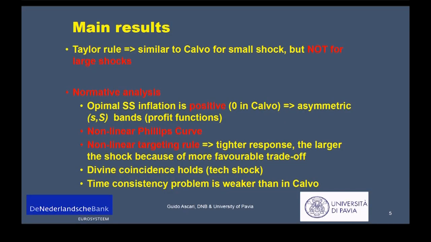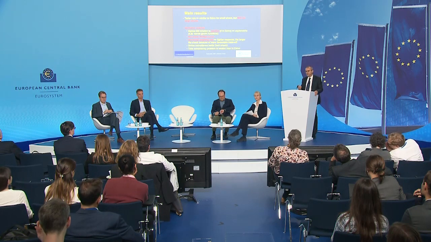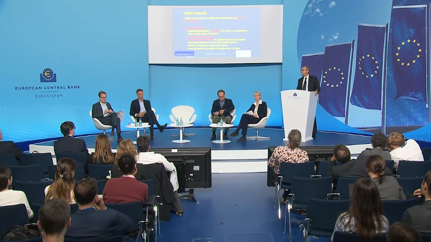That means that they should tighten the response the larger the shock, because you want to exploit the more favorable trade-off that the endogenous frequency creates. Divine coincidence holds. The time consistency problem, which Anton didn't talk about, is also a nice result. It is weaker than in Calvo for reasons that are kind of obvious, because the trade-off actually gets worse in this case. Because you're going to create inflation, and the more you create inflation, the less bang for the buck you get if you have state-dependent pricing.